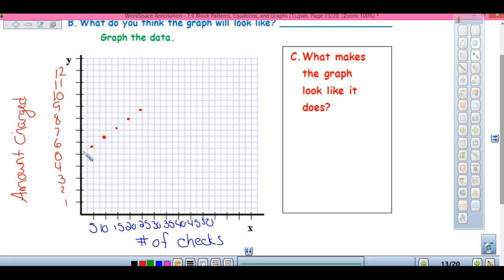All right. Now, here's the deal. Can I write half a check? So should I connect my dots? No. Okay, good. The reason why I don't connect these dots is because writing a half of a check isn't an option. But if I were to connect these, what would this look like? Yep, this would be linear also.